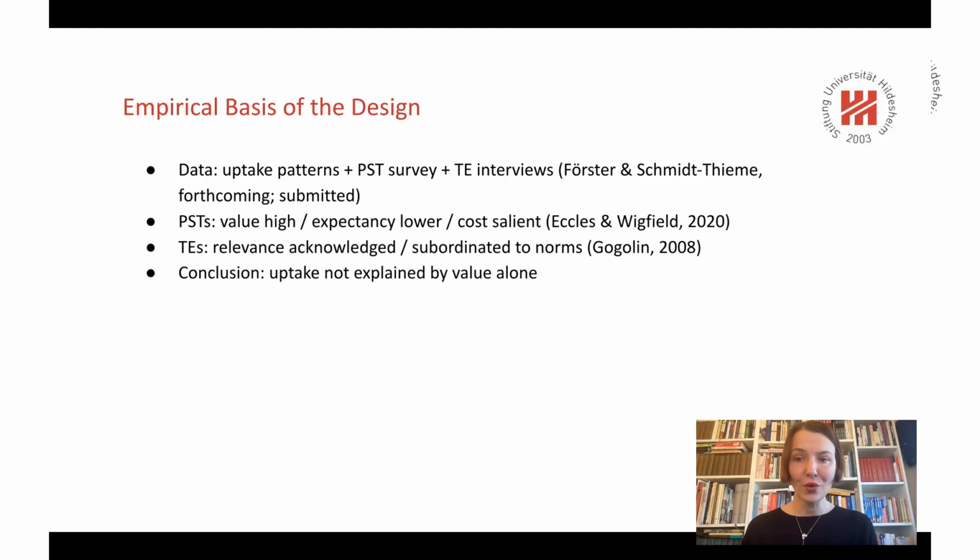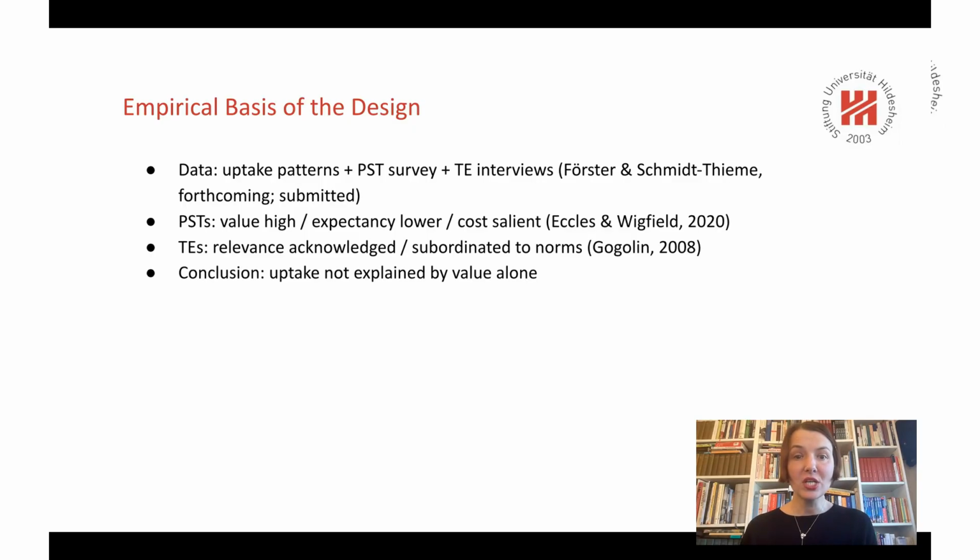First, observations of participation patterns indicate limited uptake, which I initially described and which is documented in a sort of continuous research diary, which is a typical practice in design-based research. Second, survey data with pre-service teachers show a consistent pattern. High perceived value on the one hand, but lower expectancy and salient costs.